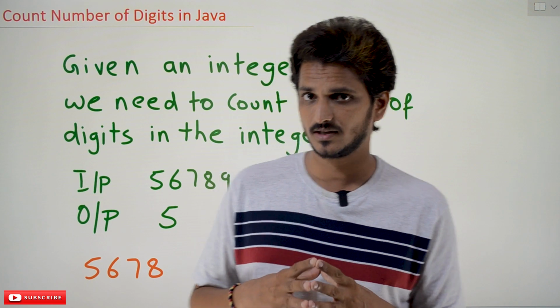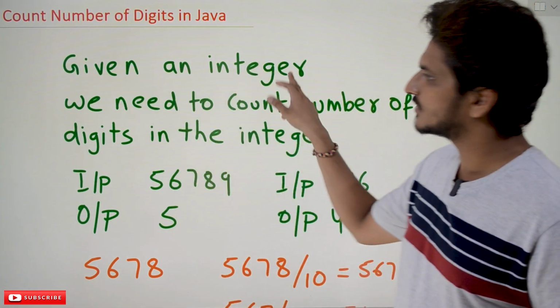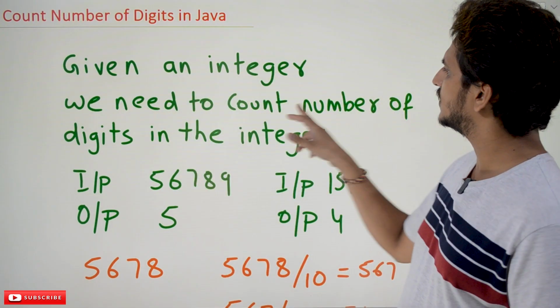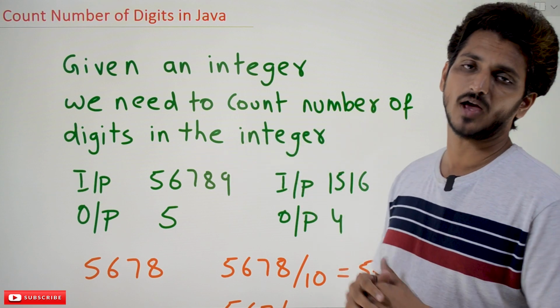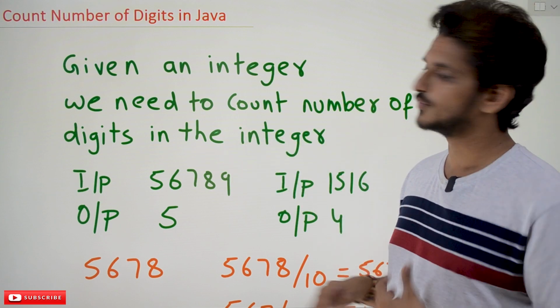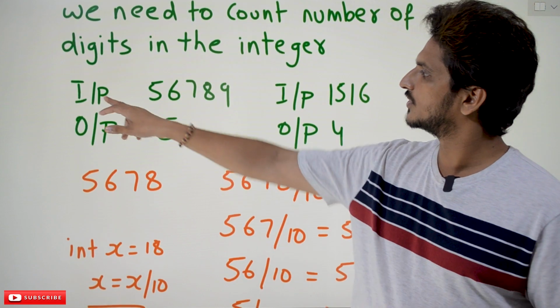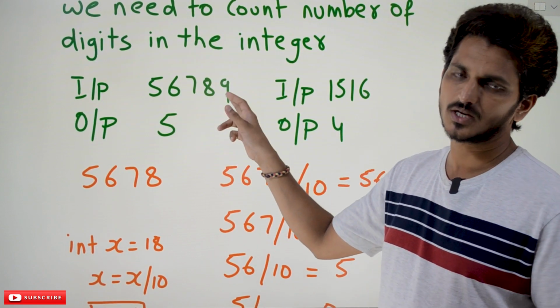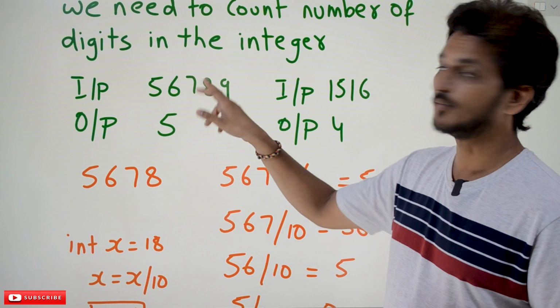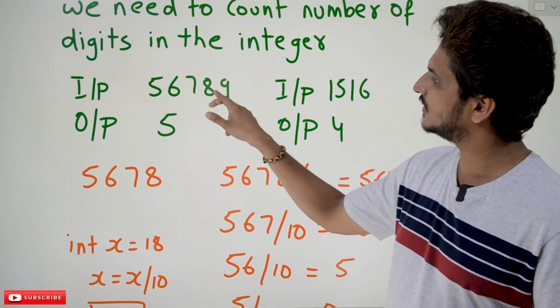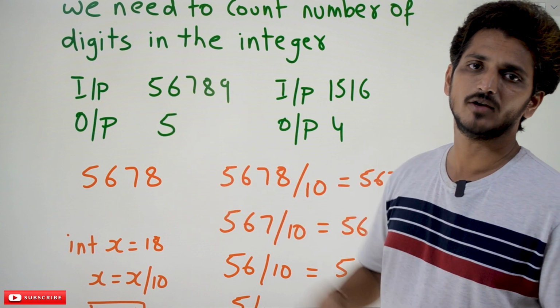Coming to today's class, given an integer value, we need to count the number of digits in that integer value. That is the output we need to display. Input 56789. Assume that our integer is 56789. How many digits are there? 1, 2, 3, 4, 5. So our output should be 5.